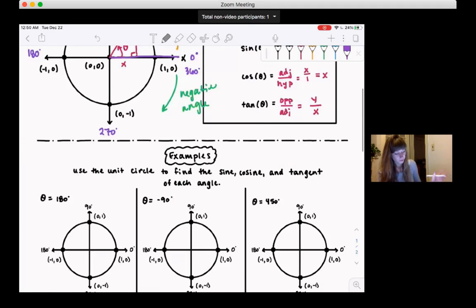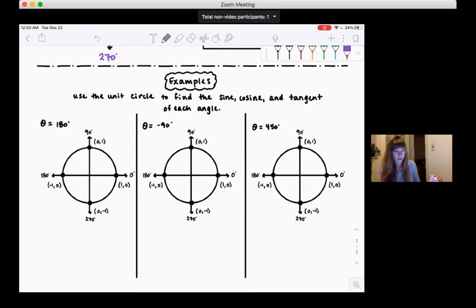We're going to use the unit circle to find the sine, cosine, and tangent of each angle. So let's start with 180 degrees. So we know we start here and it's a positive angle, so we're going to go counterclockwise. We're going to go this direction 180. So we end up right here, right? That's where we end up.